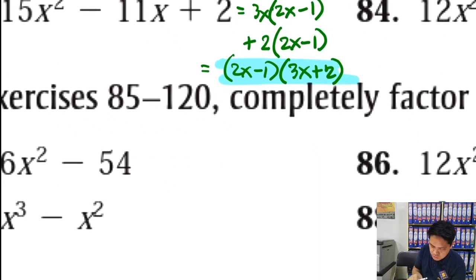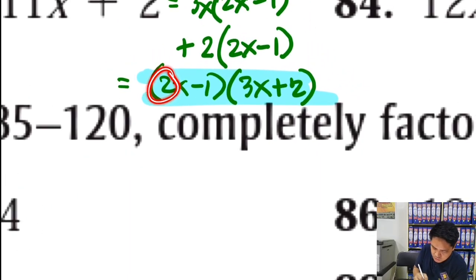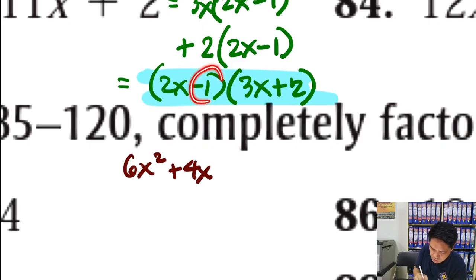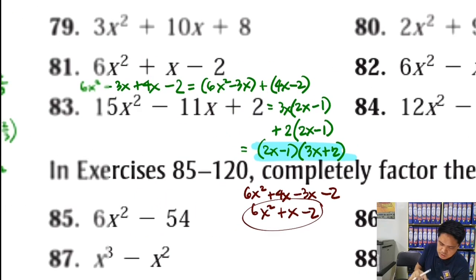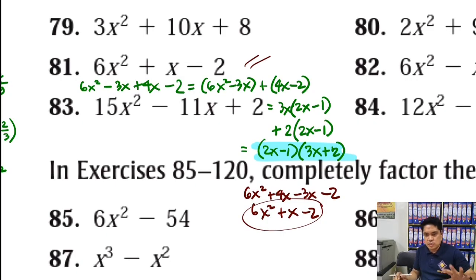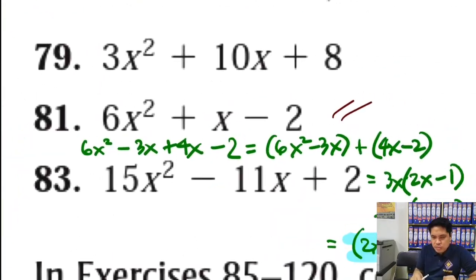Okay? So let us try to check. Mag-FOIL tayo. So outside, sorry, first, so 6x squared. Tapos outside, that's plus 4x. Tapos inside, minus 3x. Tapos last, minus 2. So 6x squared plus x minus 2, which is the same as the given. So that's it. So again, trial and error lang. Trial plus palaging error.